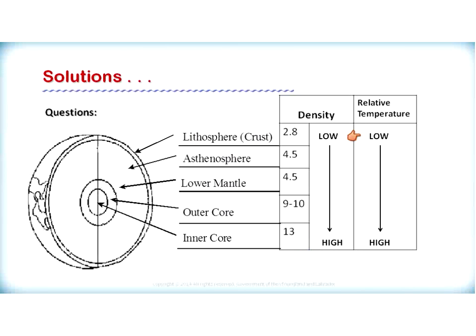We can also make this distinction with relative temperature. If we look at the outermost layer, the lithosphere, compared to the inner core, we will notice that the relative temperature at the Earth's surface, the lithosphere, is also low, and it increases with depth towards the inner core.